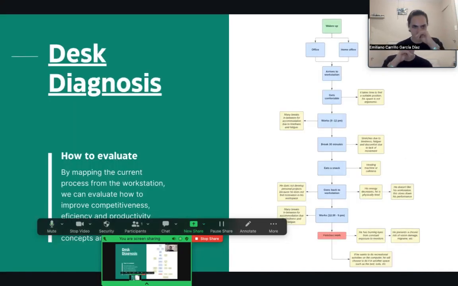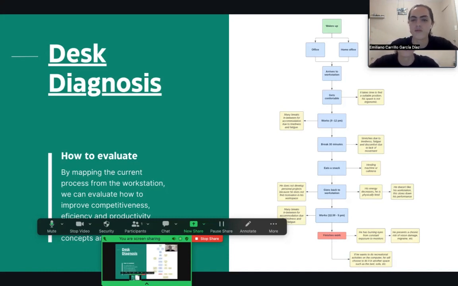So the first step, for example, here we chose a desk as our workstation. The process of evaluation to do so correctly is by mapping the current process that a user makes, in this case, for example, on a desk, right? So here we have all of the activities that a person that usually stays long hours sitting on a desk, such as software developers, video editors, stock traders, and such. These are some of the activities that they usually tend to do.